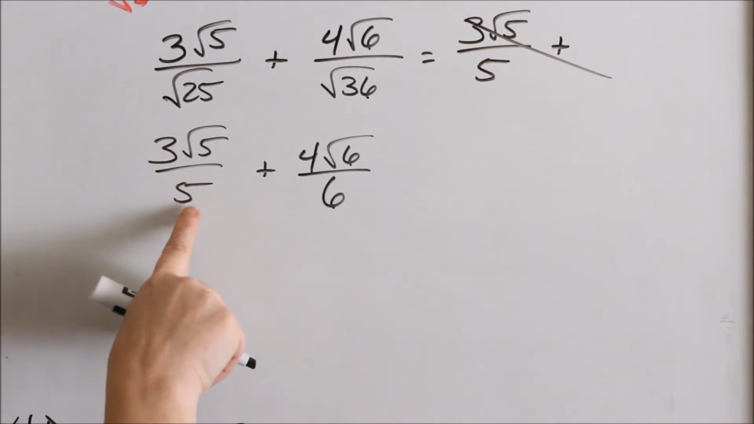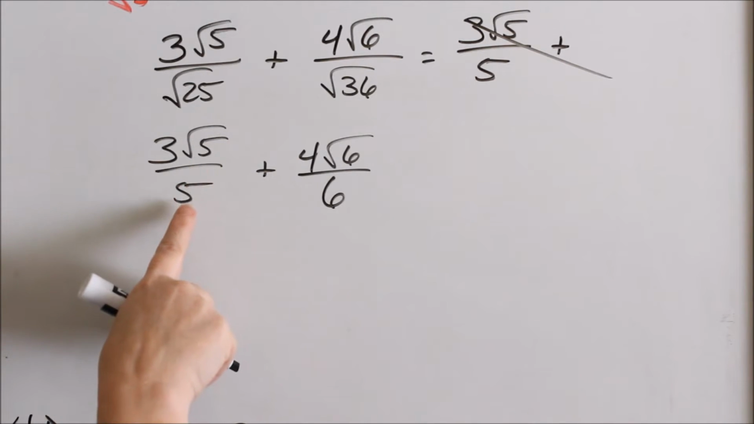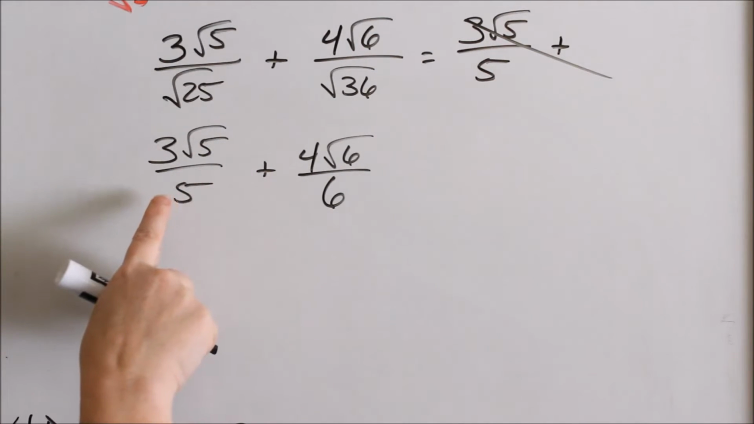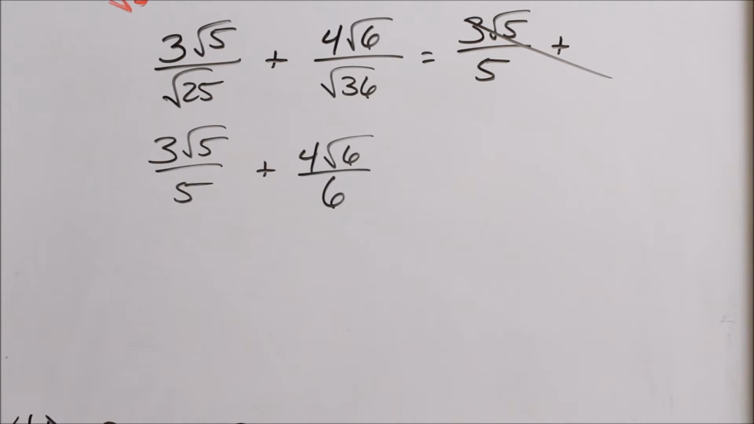Do not cancel this 5 with this 5. This is a whole number, this is a radical. You cannot cancel whole numbers to radicals, okay?